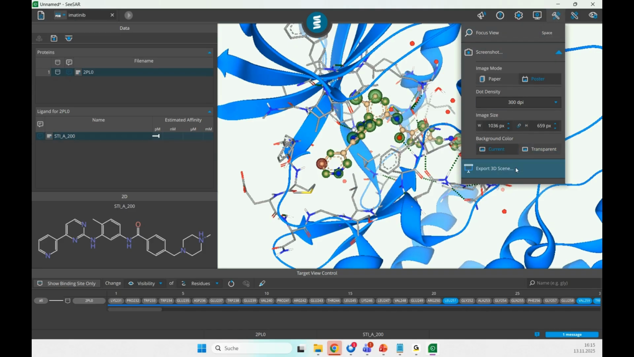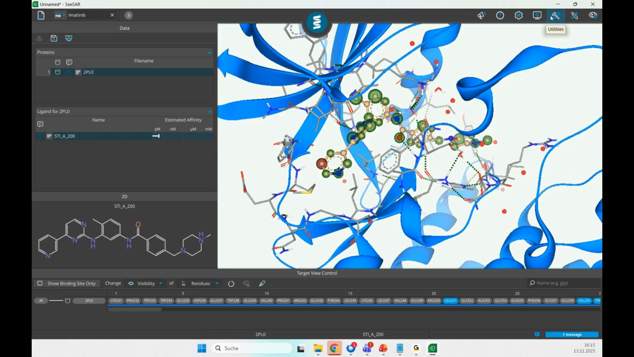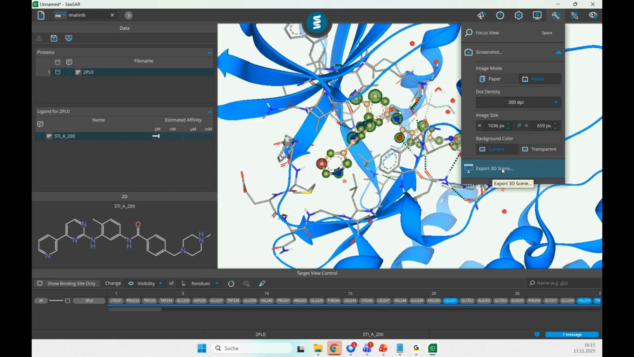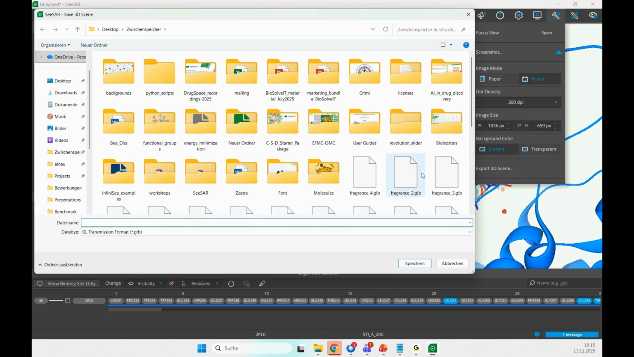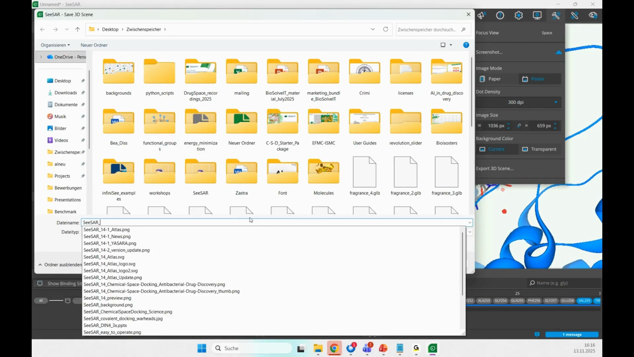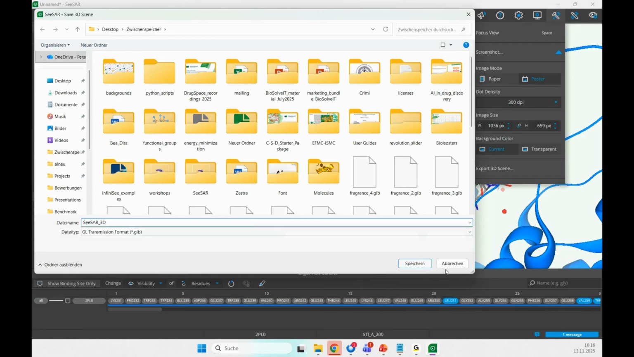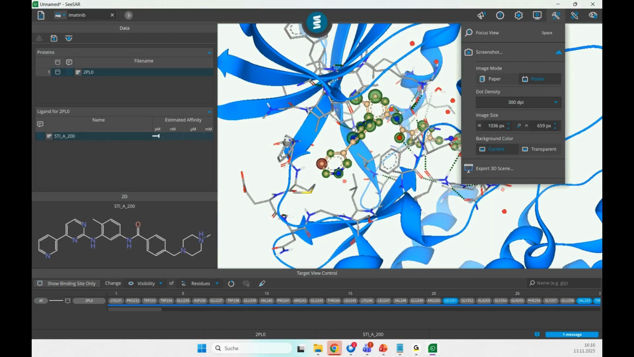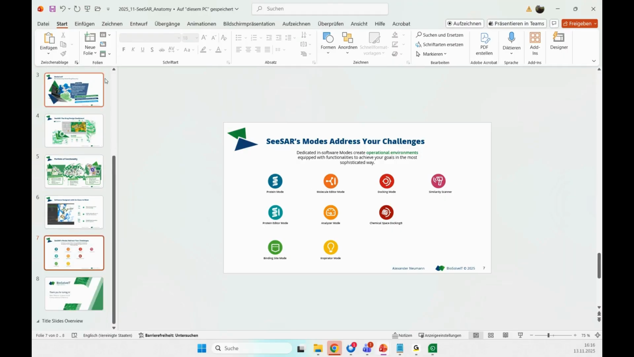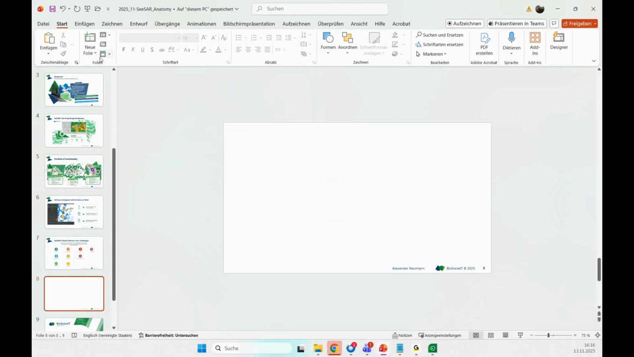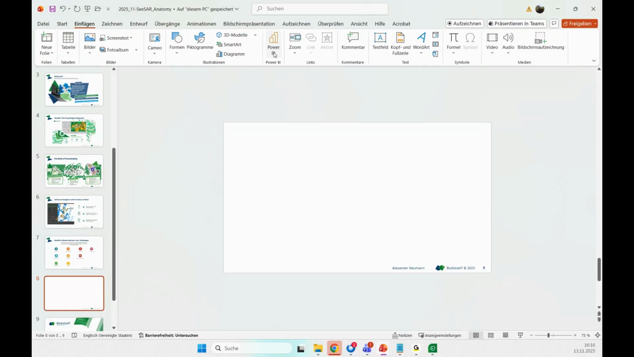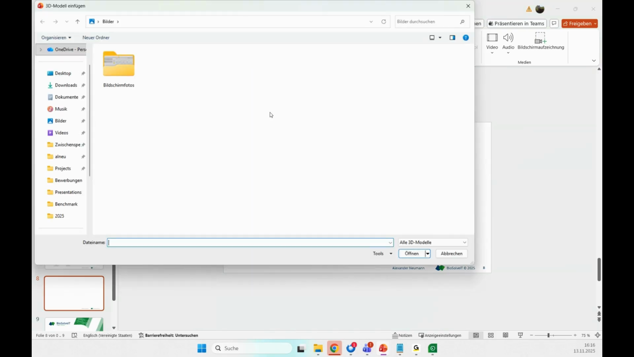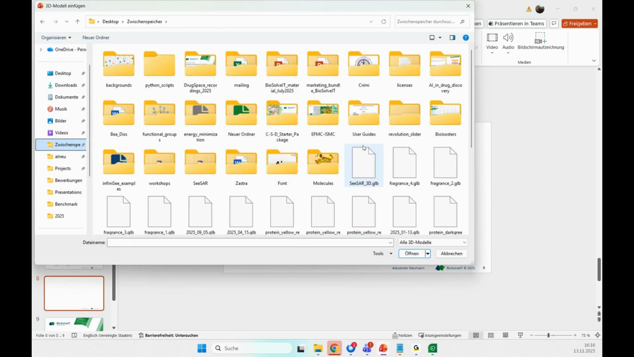What's quite convenient, you can also export what you are viewing at the moment as a 3D export. So basically, for presentation purposes, let's go with SeeSAR 3D. I will now export it. And in the next step, I can simply open up my PowerPoint, add a new slide, and include the model I just saved, which will look like this.